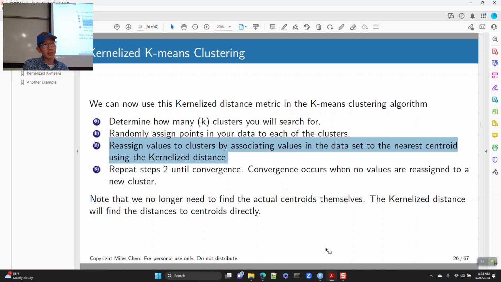Calculate the distances, reassign values. Calculate the distances, reassign values. And you don't actually have to calculate the centroids themselves. You're just calculating the distances directly. Okay, and I mean we could have done this without any transformation using just the linear kernel, I guess, and it would still work. Okay.